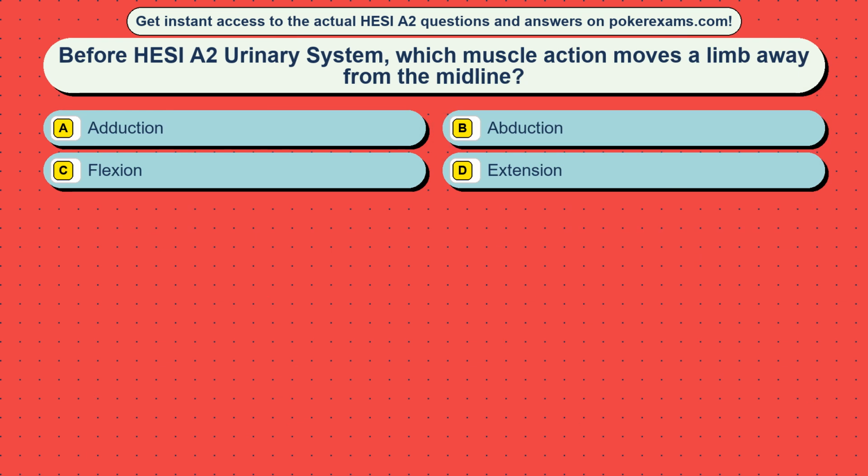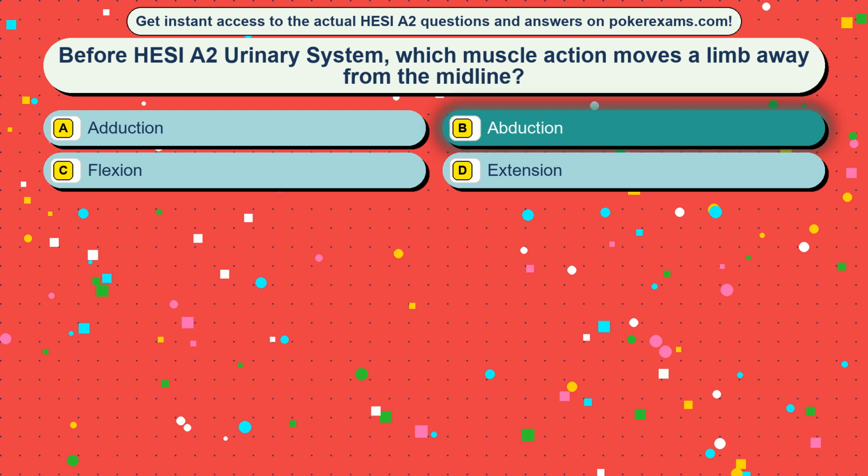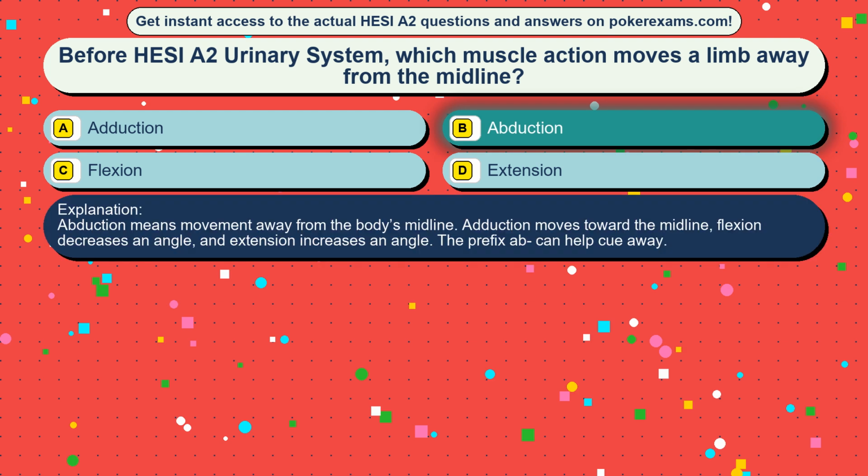Question 25. Before HESI A2 urinary system, which muscle action moves a limb away from the midline? Option A, adduction. Option B, abduction. Option C, flexion. Option D, extension. The correct answer is option B, abduction. Abduction means movement away from the body's midline.